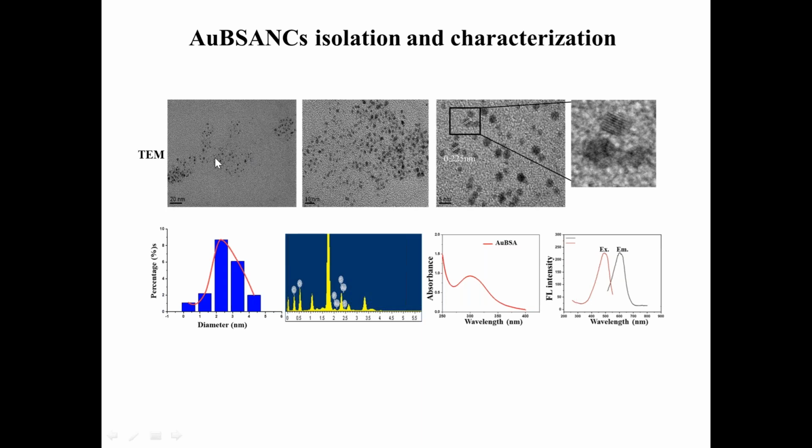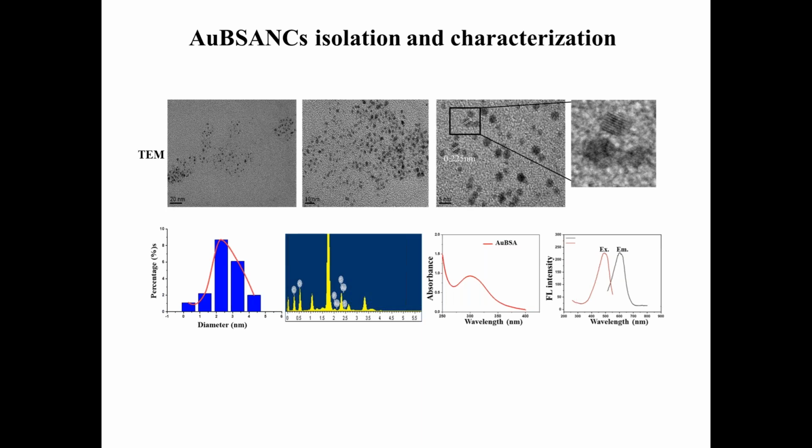In this image, these are TEM images of gold BSA nanoclusters at different scales. This is the average size of gold BSA nanoclusters. We observed a 3.3 nanometer average size of gold BSA nanoclusters.